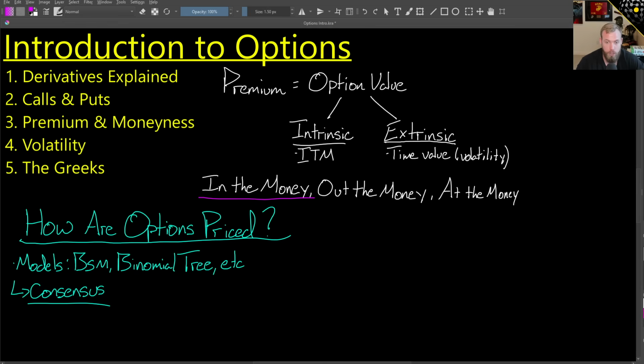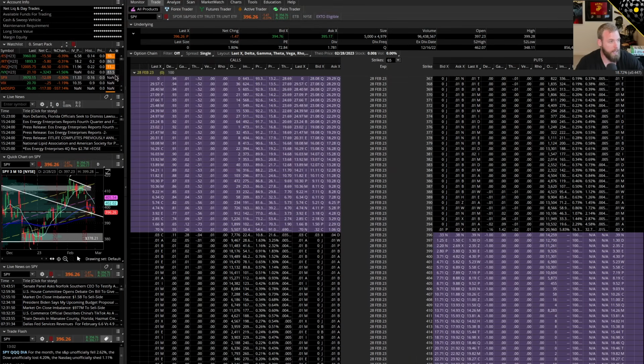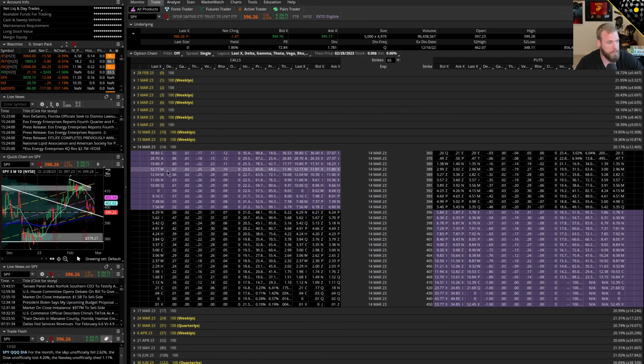So some big institutions are going to use all their crazy PhD think tanks to price options as perfectly as they can. Then they're going to go to the market with a bid and an offer. That is how options are priced. They're going to be priced based on the collective consensus of people. So what I mean by that is if we come over here and we find something that has a little bit of time left, let's use this 14 March 395 put, or let's use this 396 call, which is trading for $6.20 something cents.